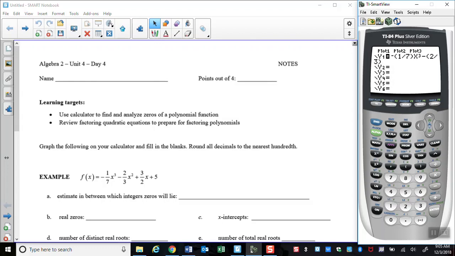minus 2/3 x squared plus 3/2 x plus 5. Okay, now you may say, Mr. Hilliard, why are all these crazy fractions in here? It's really annoying to type in. Well, I'm sorry, but if they were bigger numbers, it wouldn't fit nicely on the screen. That's the best answer I can give you. So make sure you got it typed in correctly and go ahead and hit graph.